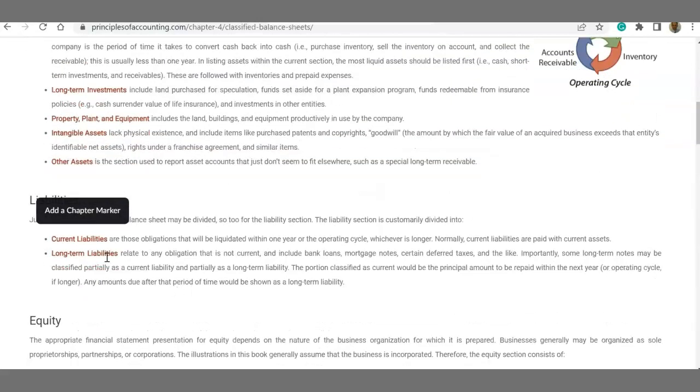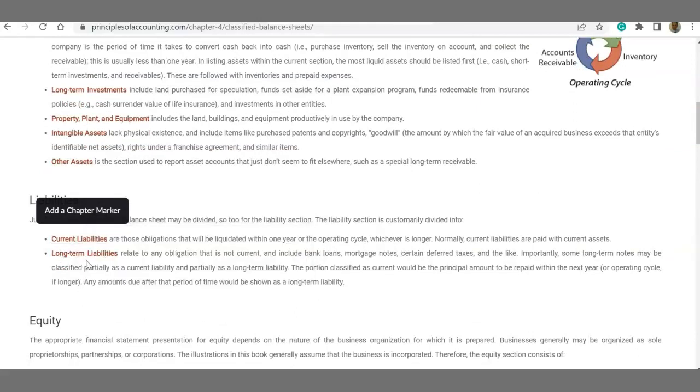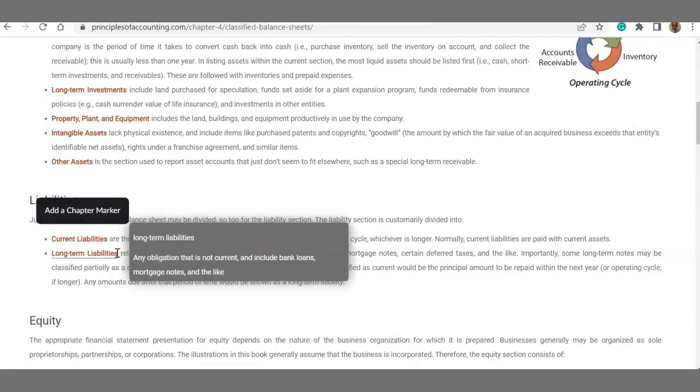Okay. We have two types of liabilities. We have current liabilities and we have long-term liabilities. Current liabilities are liabilities that need to be paid within a year or operating cycle, whichever is longer. However, long-term liabilities are normally liabilities longer than a year. So in general, 1 year or less is current liabilities, and liabilities that have 3 years later maturity or 10 years later, those are long-term liabilities, like mortgage payable.